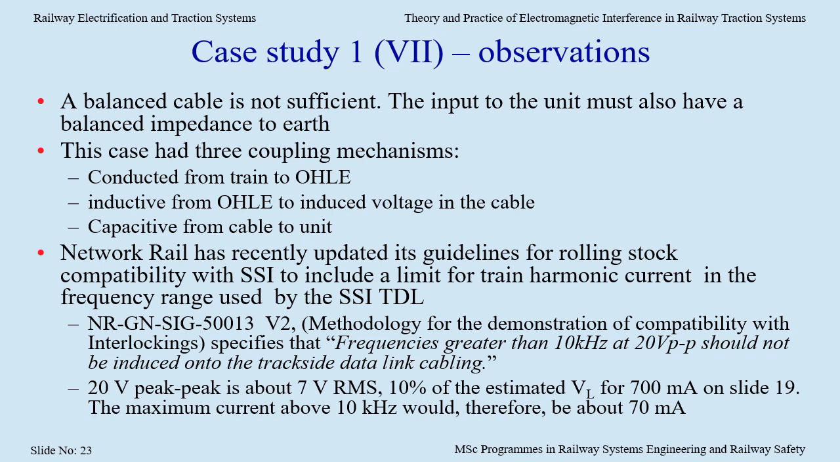Now 20 volts peak to peak is about 7 volts RMS, which is 10% of the estimated longitudinal voltage that we got for 700 milliamps on slide 19. The maximum current limit above 10 kilohertz would therefore be about 70 milliamps, which is about 10% of what the class 390 produces.